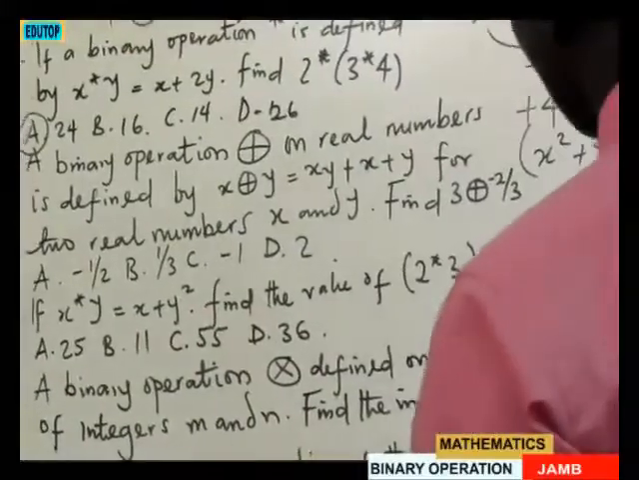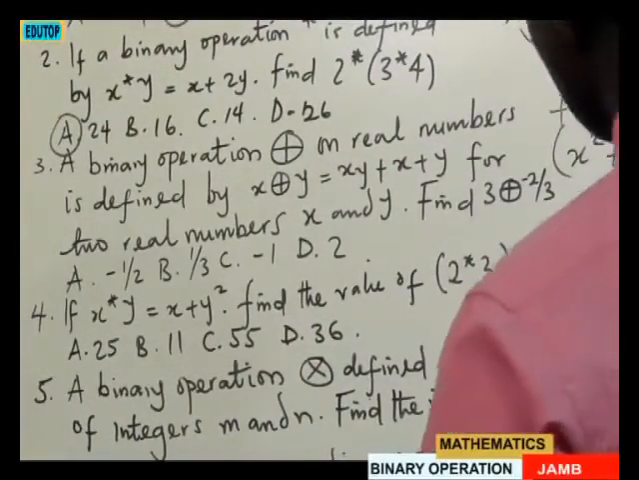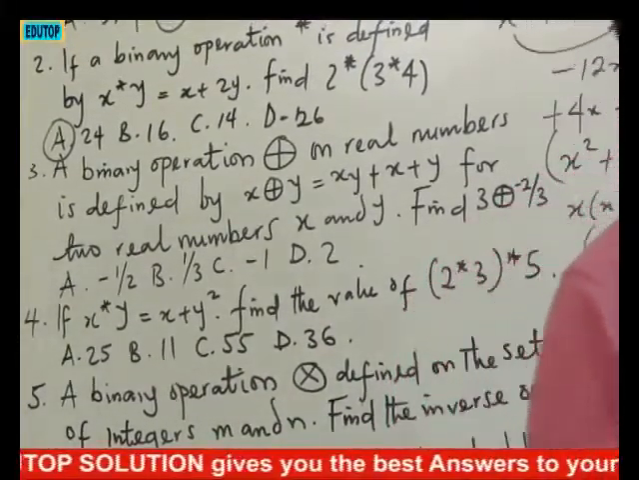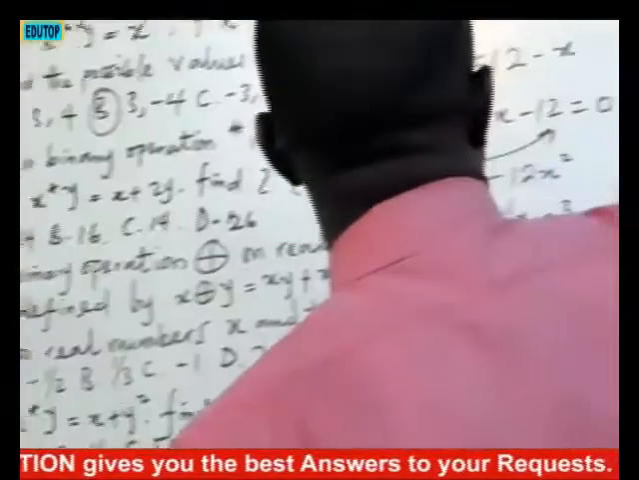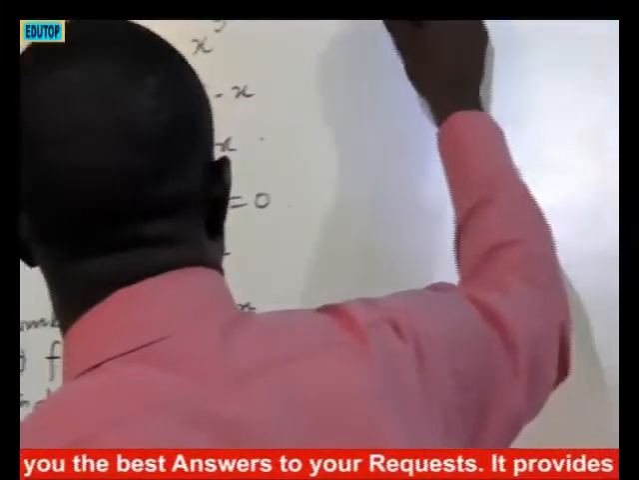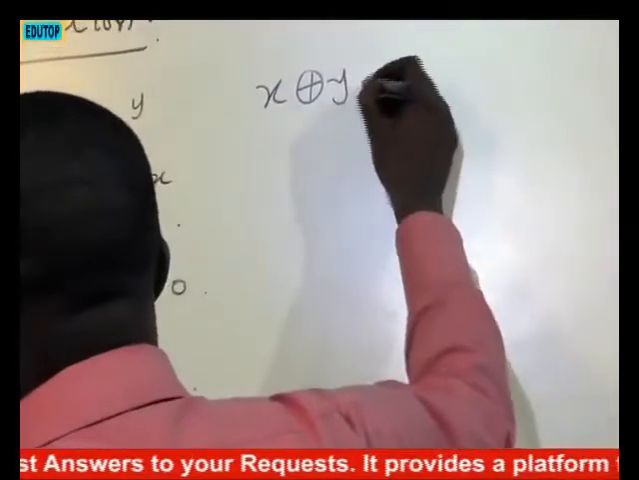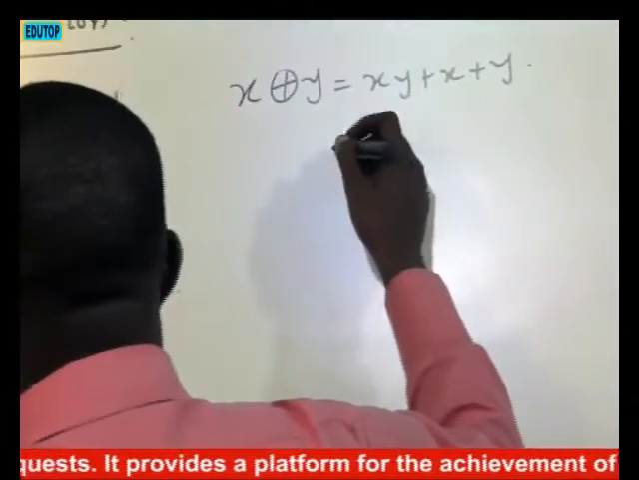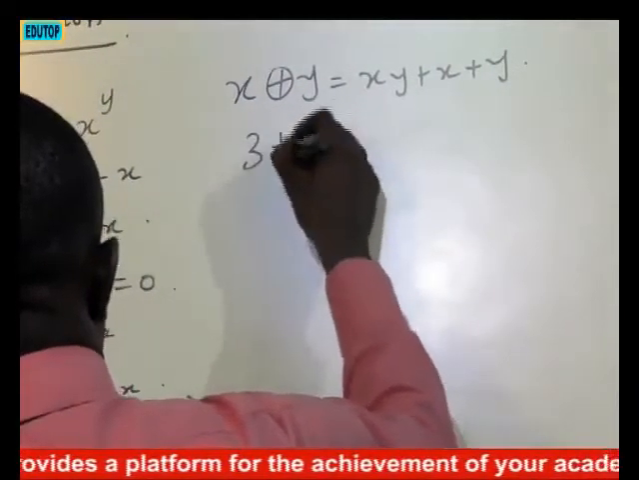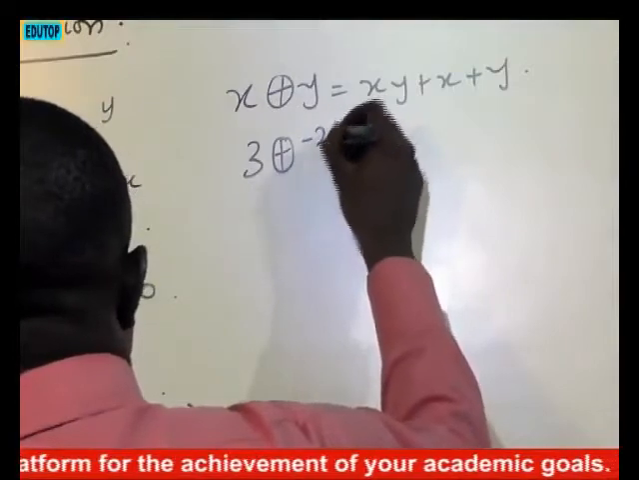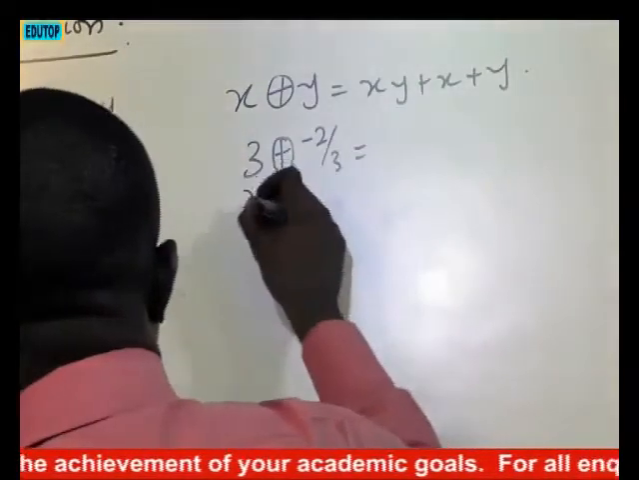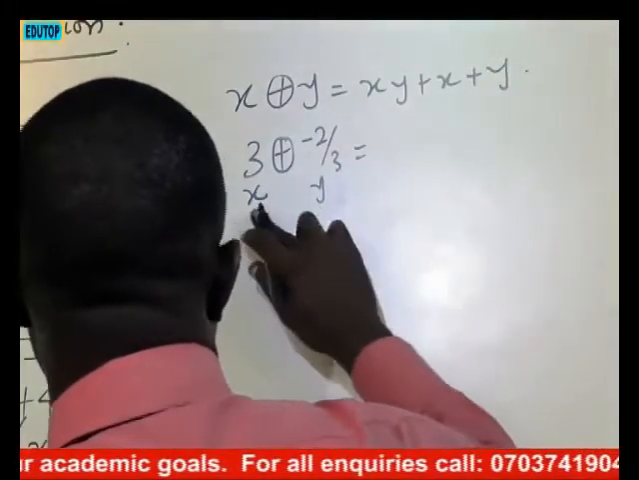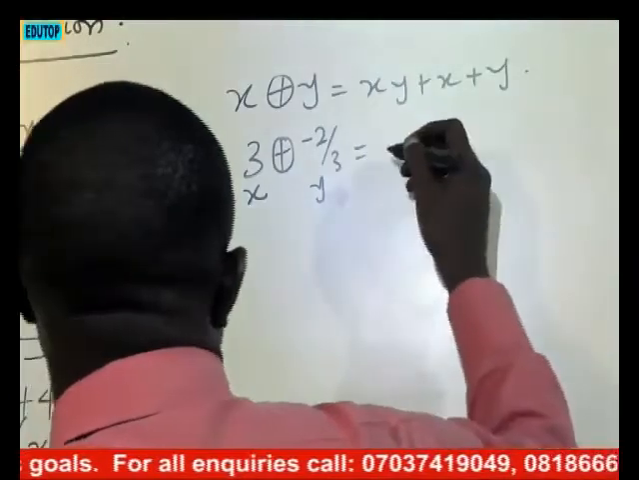A binary operation plus on real numbers is defined by this, for two real numbers x and y. Find this. So we look at the operation. The operation is the most important aspect of this. So our operation here is xy plus x plus y. In this situation, we have 3 plus operation minus 2 over 3. So we simplify this. Our x is 3, our y is minus 2 over 3. So anywhere we see x, we replace it with 3, and anywhere we see y, we replace it with minus 2 over 3.